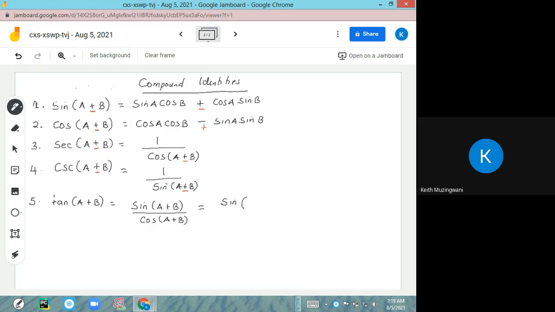So you get sine A cos B plus cos A sine B over, we now expand cos. So say cos A cos B minus sine A sine B.